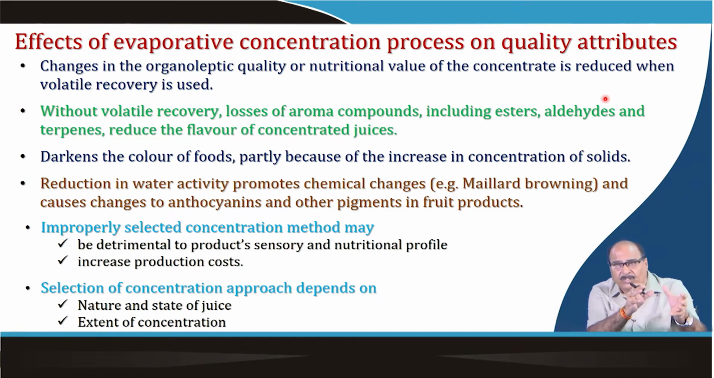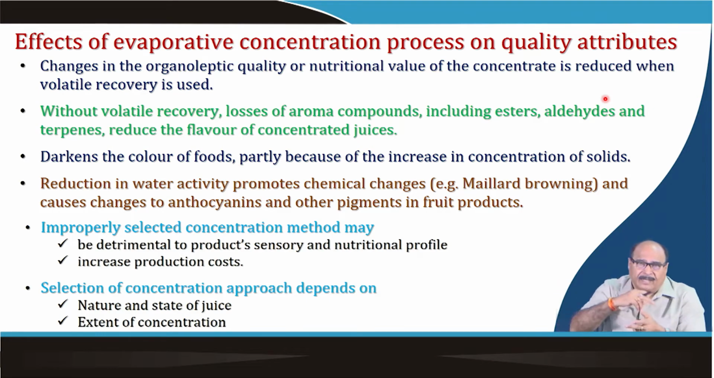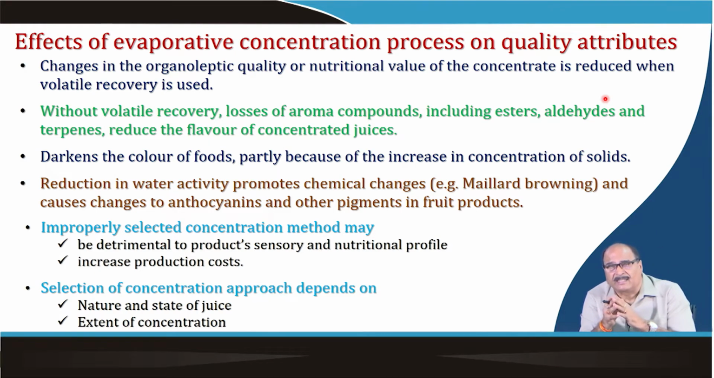First, using some appropriate method, volatiles or flavors are stripped and collected, and they are reused, that is, mixed back into the system. Without volatile recovery, there are losses of aroma compounds including esters, aldehydes, terpenes, etc., and it reduces the flavor of the concentrated juices. Also, this high temperature evaporation may darken the color of the juice, and this darkening is also partly because of the increase in the concentration of solids.